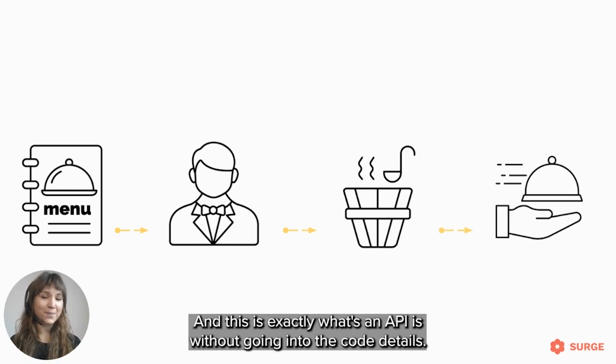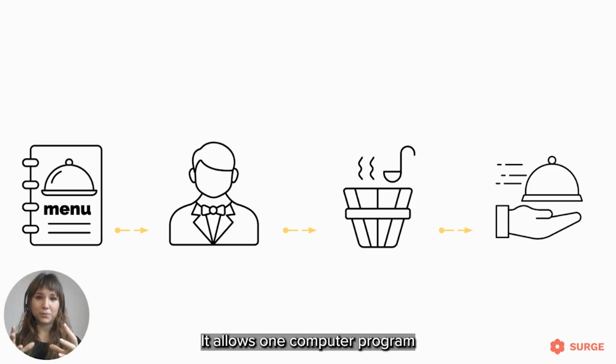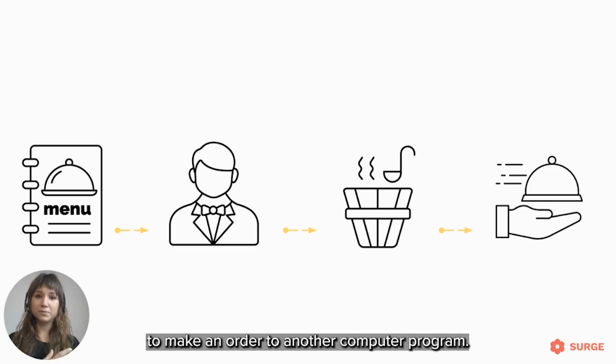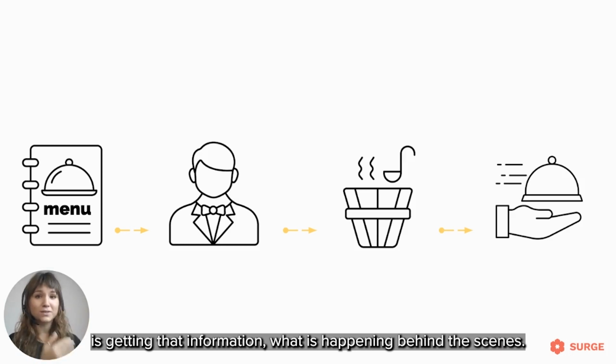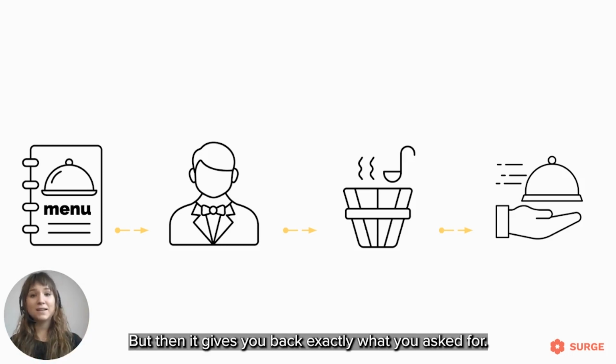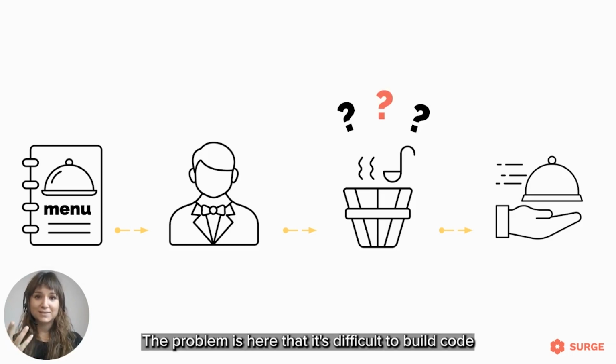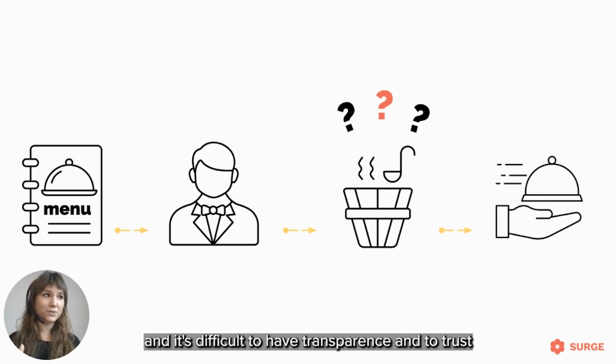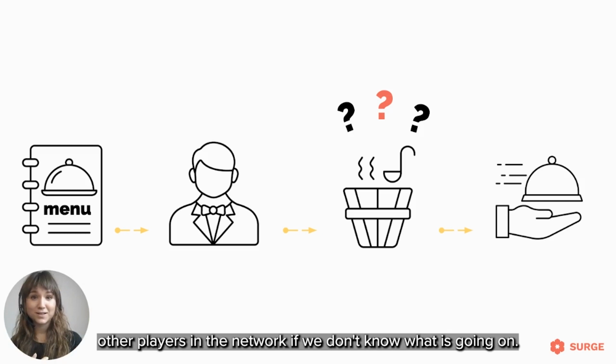And this is exactly what an API is, without going into the code details. It allows one computer program to make an order to another computer program. So let's say I would like to receive this information. When the other computer program receives it, you don't really know how that program is getting that information, what is happening behind the scenes, but then it gives you back exactly what you asked for. The problem here is that it's difficult to build code, and it's difficult to have transparency and to trust other players in the network if we don't know what is going on.